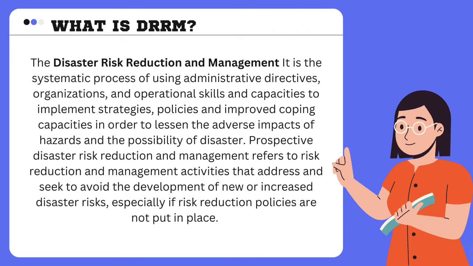Prospective disaster risk reduction and management refer to risk reduction and management activities that address and seek to avoid the development of new or increased disaster risk, especially if risk reduction policies are not put in place. In other words, it aims to reduce the damage caused by natural hazards like earthquakes, floods, droughts, and cyclones through an ethic of prevention of risk.